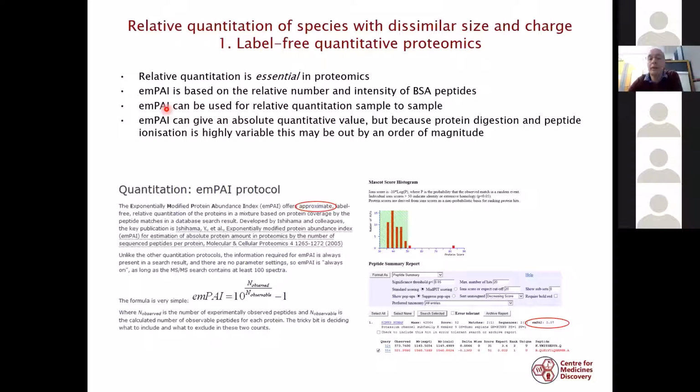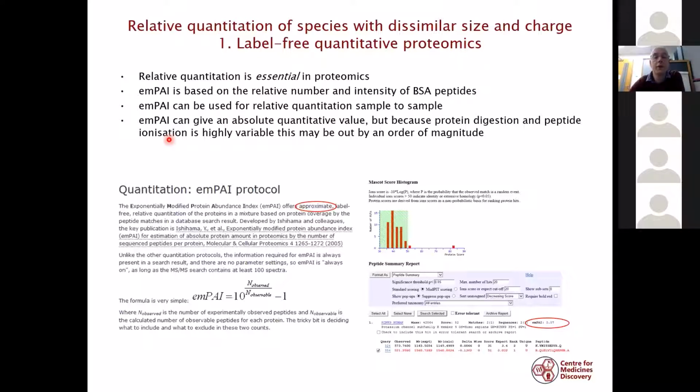However, it assumes that your protein is going to behave exactly the same way as BSA, and it won't, because protein digestion and peptide ionization is highly variable. So the release of peptides from BSA is not necessarily going to be as efficient, or it may be more efficient than it is with the protein that you're interested in.